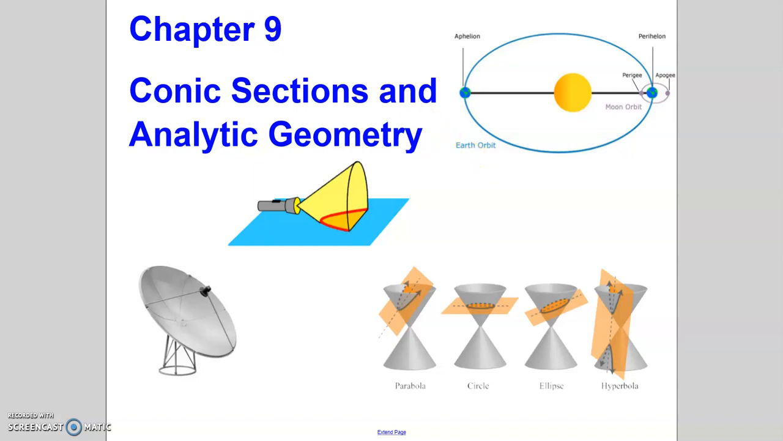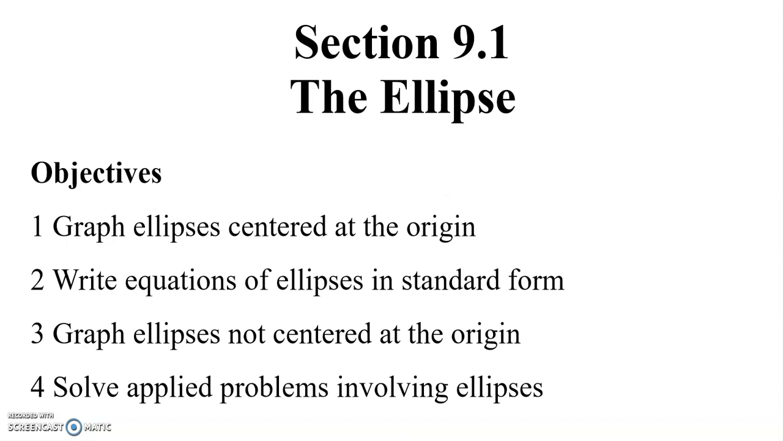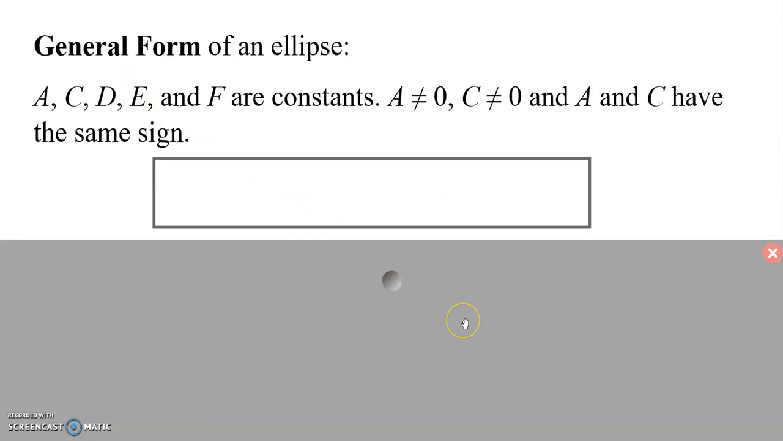Hello, today we're going to continue chapter 9 and we're going to finish up section 9.1 today talking about the ellipse. Today we're going to look at a new way to write an equation for an ellipse in what's called general form, just like we had for circles.